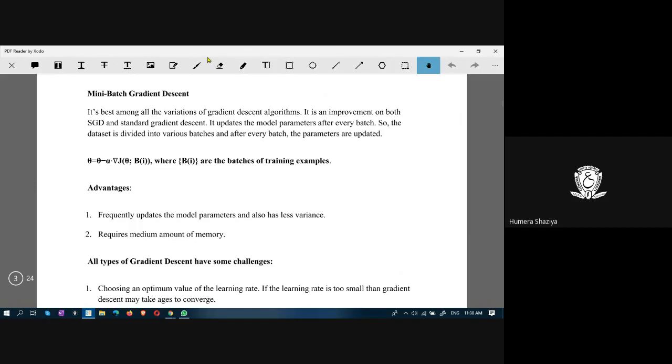Coming to the next method, which is mini batch gradient descent. Mini batch gradient descent is obviously a variation of gradient descent, and it improves on stochastic gradient descent and standard gradient descent. This version is better than both the original gradient descent and the SGD, stochastic gradient descent. In what way? It updates the model parameters after every batch. What does original gradient descent do?